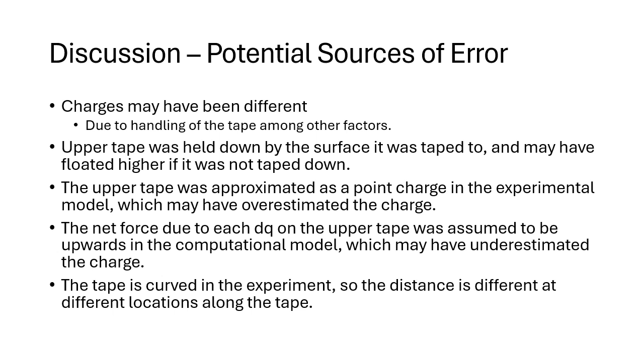Sources of error. First, the charges may have been different between the two pieces of tape. The upper tape was held down to the surface that it was taped to, so it might have floated higher if it wasn't taped down. The upper tape was approximated as a point charge in the experimental model, which might have overestimated the charge. The net force due to each dq on the upper tape was assumed to be upwards in the computational model, which might have underestimated the charge. And finally, the tape is curved in the experiment, so the distance is different at different locations along the tape.